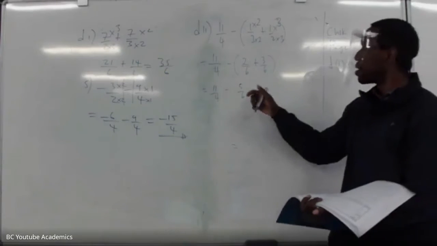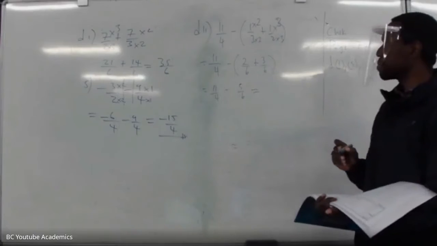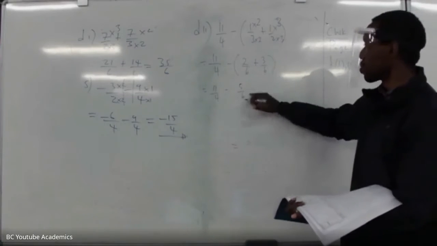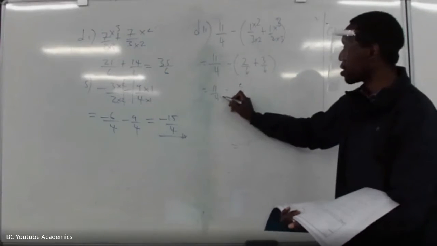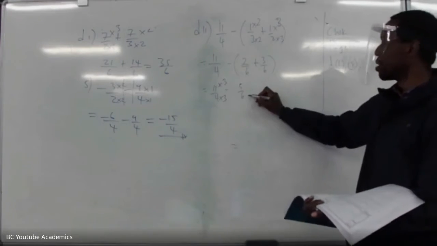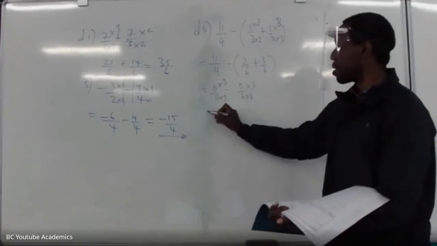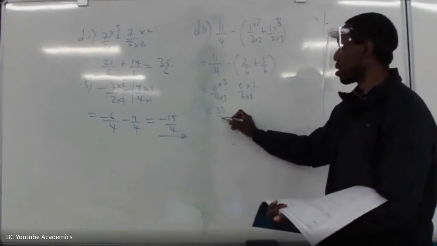Right. Okay. So from here, the lowest common denominator is 12. So therefore, times 3, and times 2, which becomes 33 over 12 minus 10 over 12.